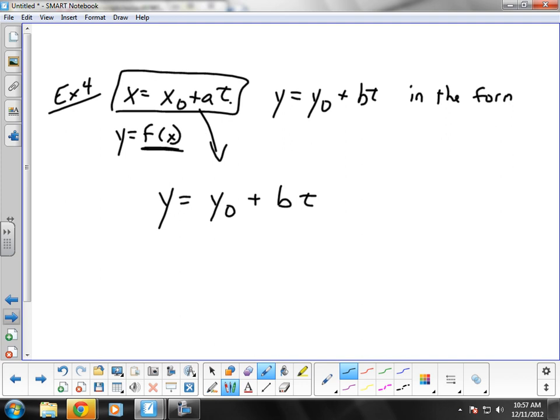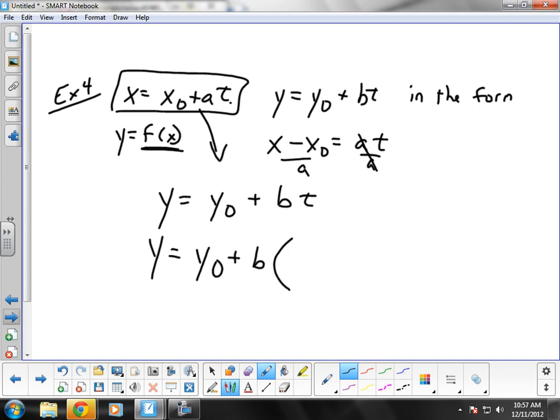So if I take this equation and I solve it for t, I've got x minus x sub 0 is equal to a times t, right? I subtracted x sub 0 from both sides. And now I've got to divide by a. So now that this is equal to t, I can take this equation and substitute that in. And now I've got both equations in one.